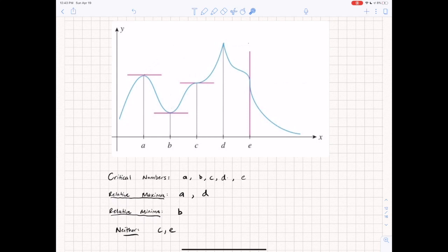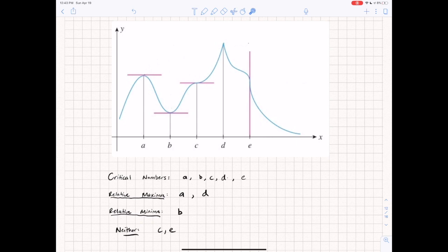And E doesn't work because although I'm decreasing until I get to this point right here where the derivative does not exist, it's not a minimum because then I continue to decrease, meaning that this point right here isn't the lowest point in that neighborhood. The graph would continue to go down and continue to decrease.